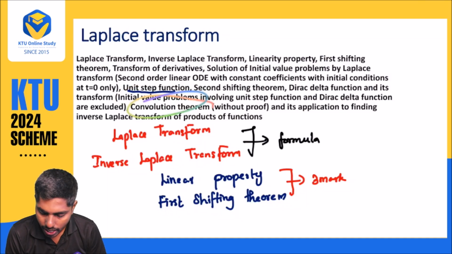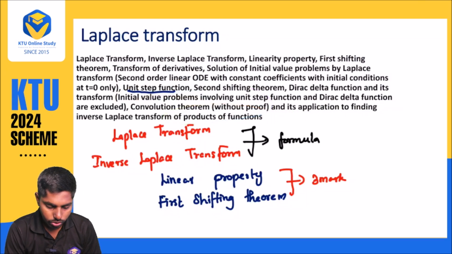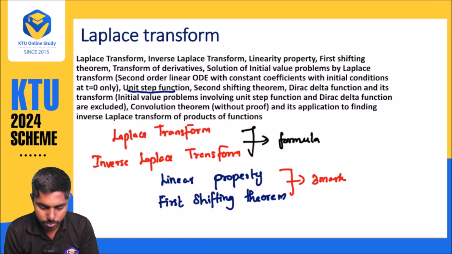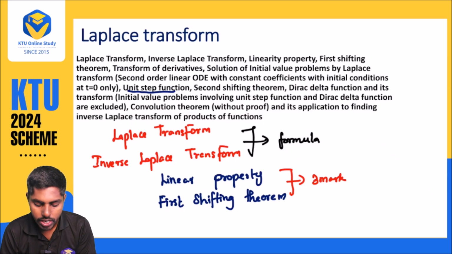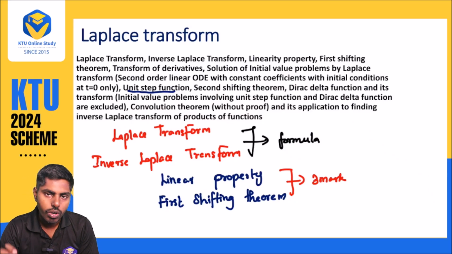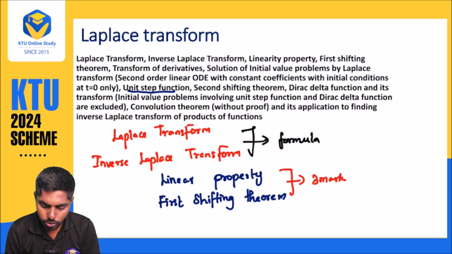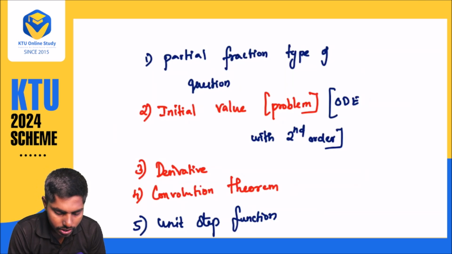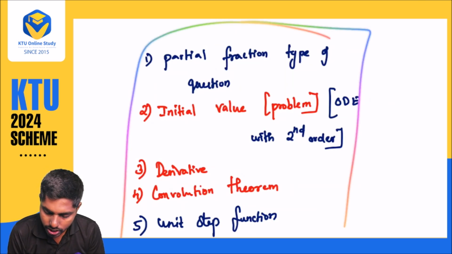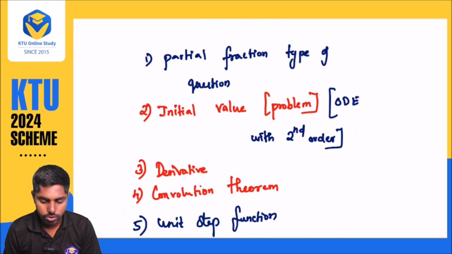Convolution theorem and its application to find the inverse Laplace of product functions. So these are the areas. If you decode the syllabus, these are the topics: Laplace transform, inverse Laplace transform. You want to study the formulas, and these are the areas where 3 marks are expected. Sometimes it can be a 4 mark or a 5 mark. You can expect a 5 mark question here also. Make sure these are the areas where questions will definitely be coming.